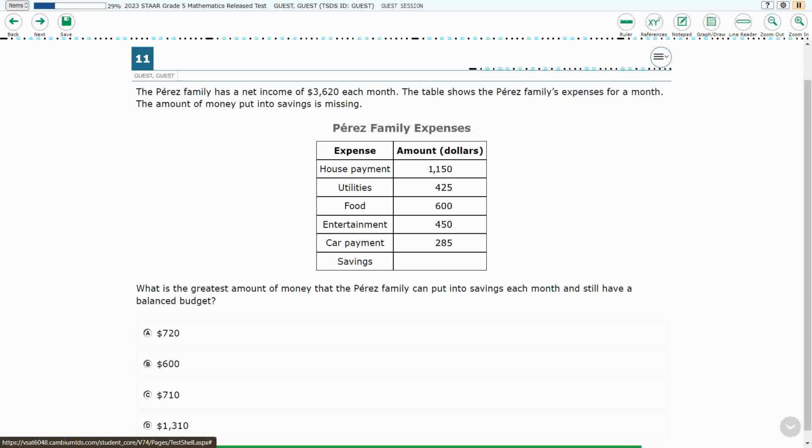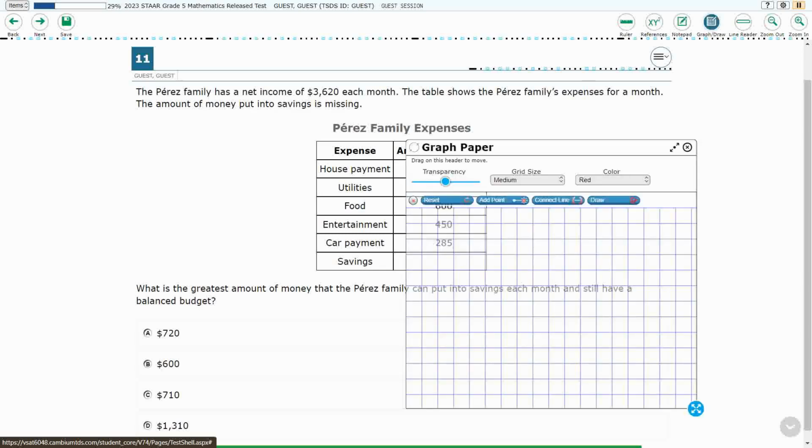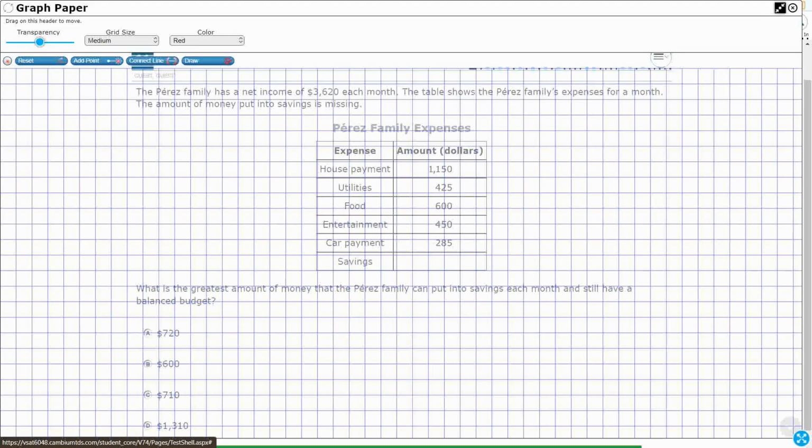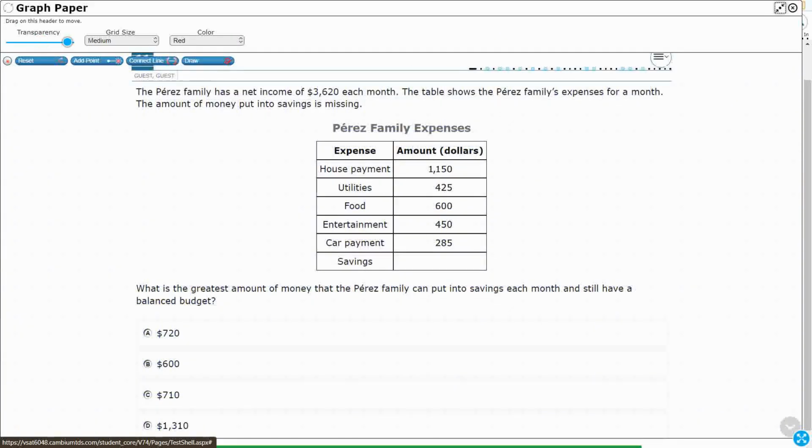All right, so we have the Perez family, and they have a net income of $3,620. And then we've got their expenses. So here's the question. What is the greatest amount of money that they could put into savings and still have a balanced budget? So that's that key term right there, right?